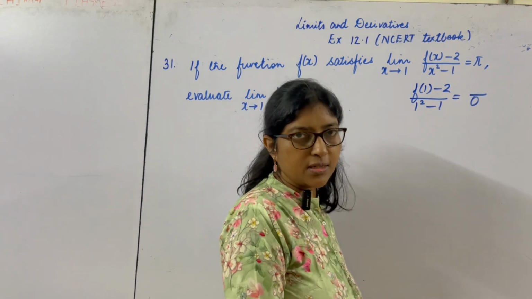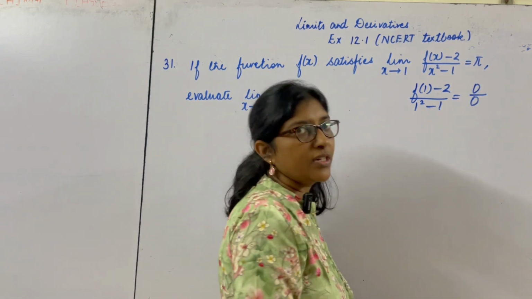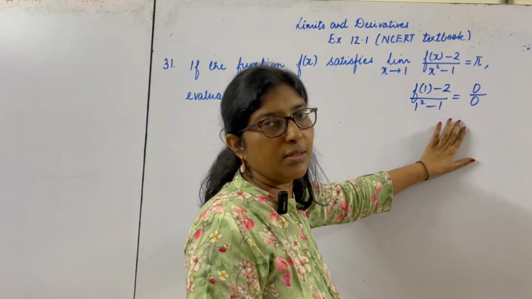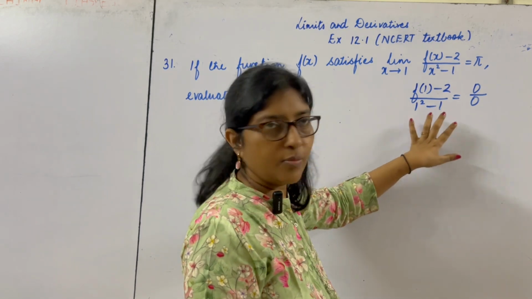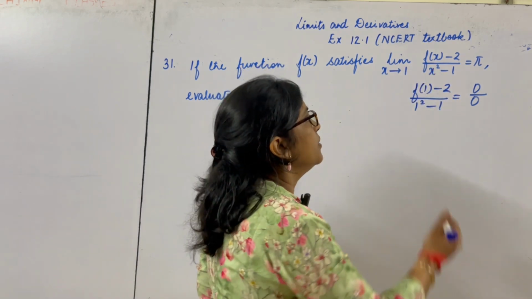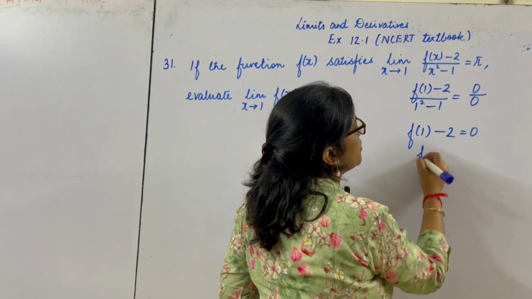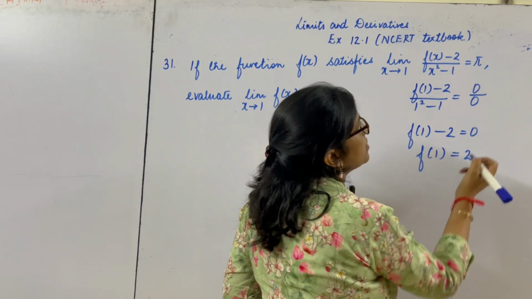If the denominator is 0 and the limit exists, that means the numerator should also be 0. If it is 0 by 0 form, only then the limit will exist, otherwise the denominator should be non-zero. Over here the denominator is 0, so the numerator also should be 0. And that's why we have f of 1 minus 2 is 0, and so f of 1 is 2.